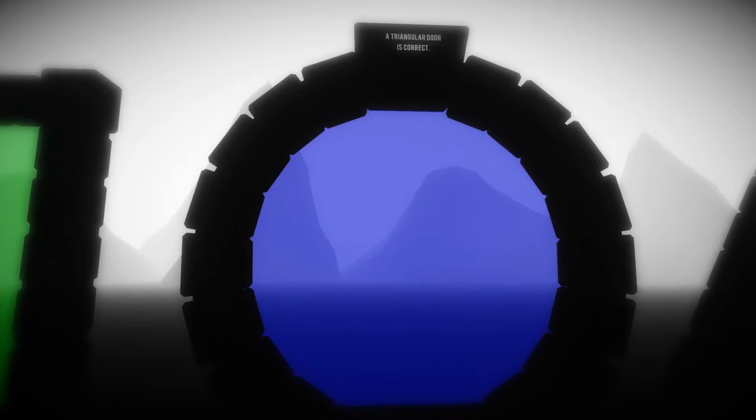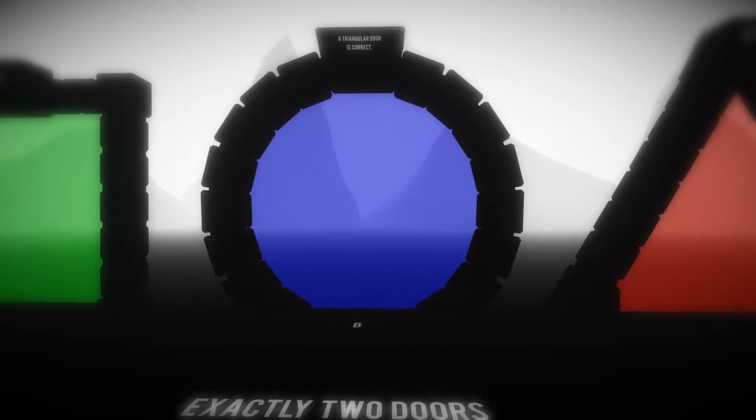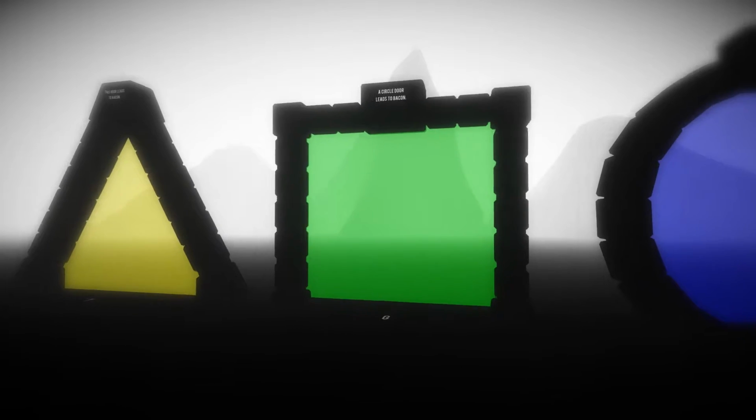And last episode we ended with death. Triangular door is correct. Blue door leads to bacon. It does not. You lead to death. We found that out at the end of last episode.